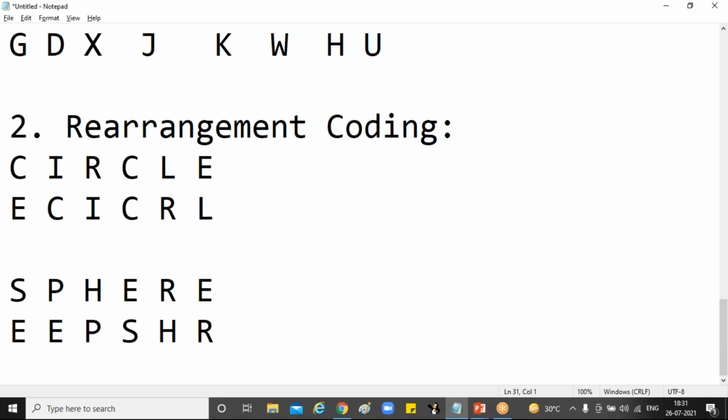Rearrangement: the same letters we can rearrange in a different way by using one logic. So CIRCLE: last letter, fourth letter, second letter: ECI. And from the first: first, third, and fifth: CRL. Alternate position letters, from back to front and front to back alternately.